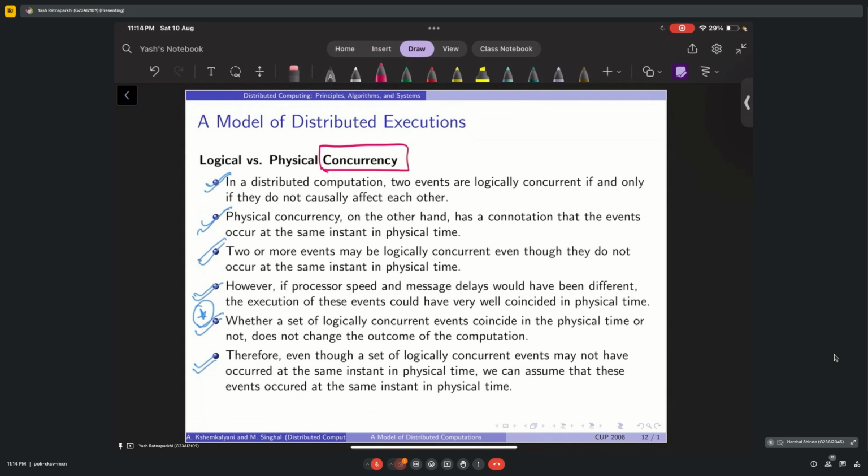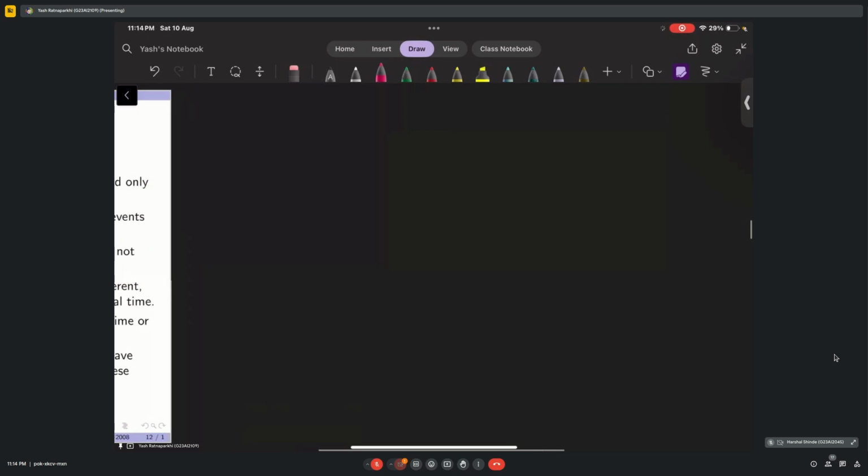Okay, so basically all the concurrencies are logical by nature. But what is physical concurrency? Physical concurrency, on the other hand, has a connotation that the events occur at the same time, like at the same instant in physical time. That means two processes are working, and both are happening in that same unit of time.